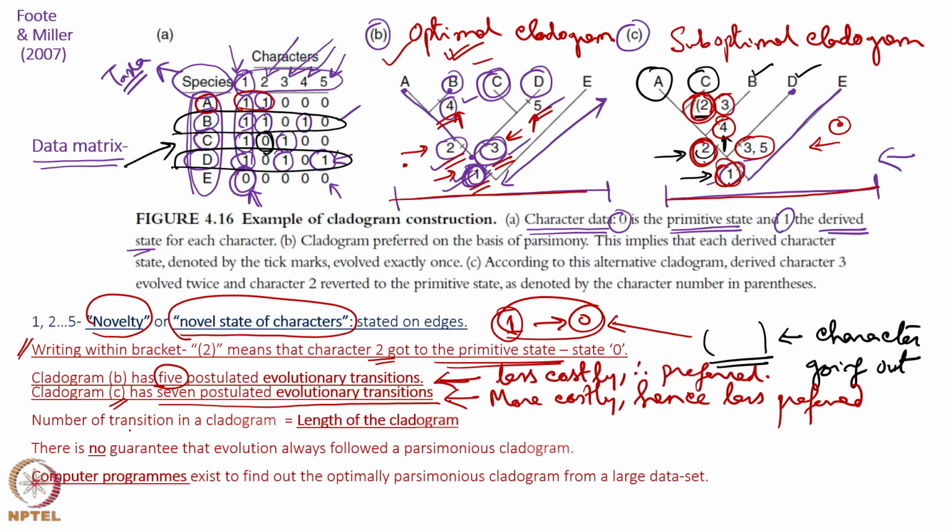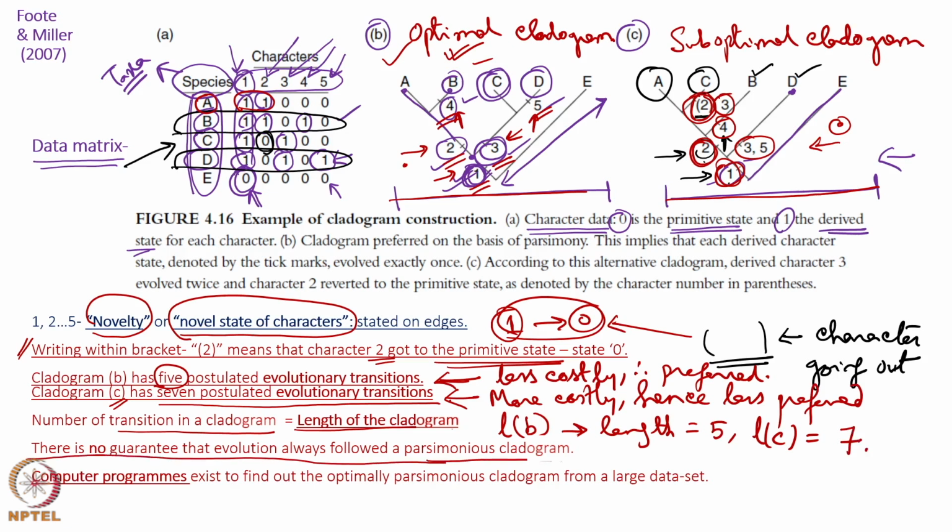The number of transitions in a cladogram is called the length of the cladogram. So, in case of cladogram B, the length is equal to 5 and the length of cladogram C, LC, is equal to 7. As I was telling earlier, there is no guarantee that evolution always followed a parsimonious cladogram. There are computer programs available to find out the optimally parsimonious cladogram from a large data set.